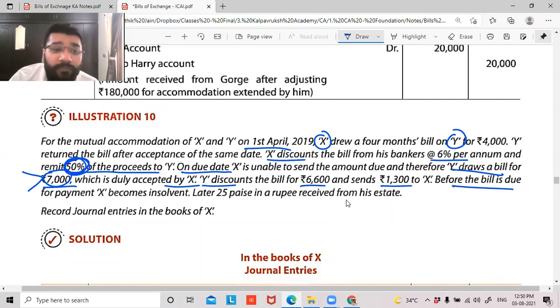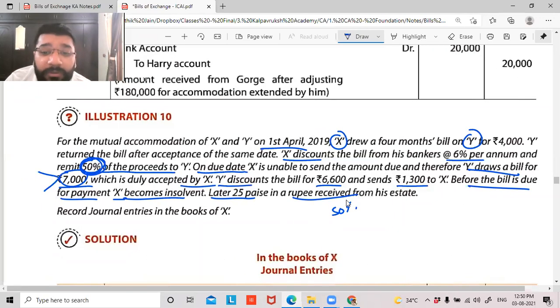Before the bill is due for payment of X, X became insolvent. Later, 25 paise in a rupee is being received. In illustration 11, 50% of the amount which was due was recovered. In this question, 25% of the amount due is recovered. Illustration 10, can you do it by yourself once?